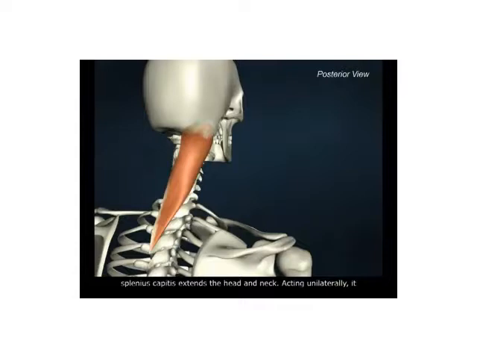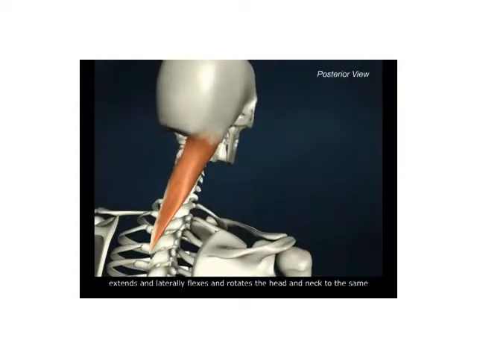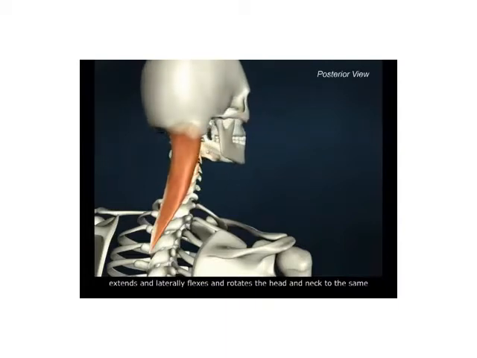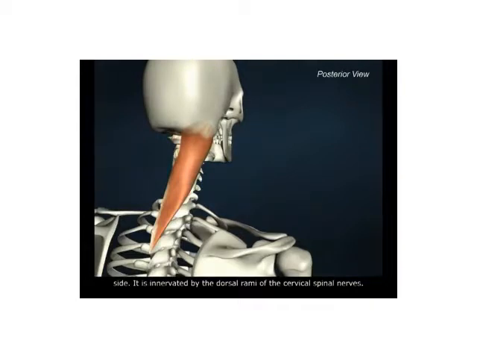Acting unilaterally, it extends and laterally flexes and rotates the head and neck to the same side. It is innervated by the dorsal rami of the cervical spinal nerves.